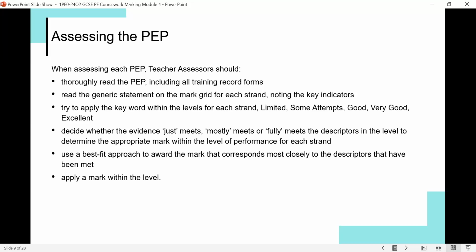Use a best fit approach to award the mark that corresponds most closely to the descriptors that have been met. For example, if the content fully meets the descriptors in level 3, then a mark of 12 will be awarded for that strand. And once all that's been achieved, then apply a mark within each level.